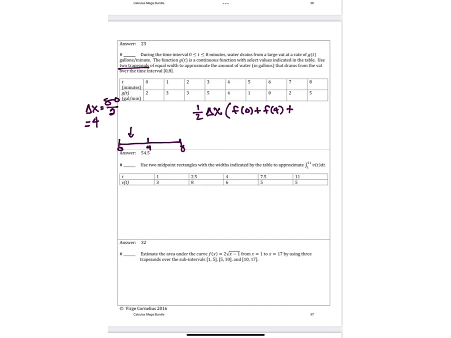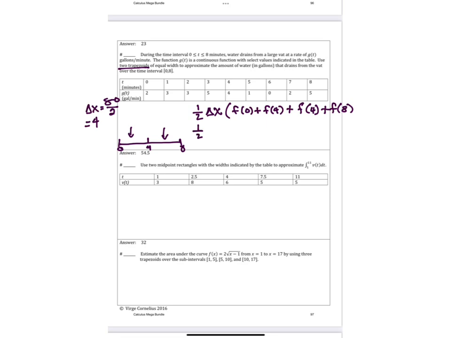Plus what? So we still have the half delta x. I factored that out into the front. But what are the two sides of this second rectangle? f of 4 and f of 8. Good. So you see that 4 feels like it's repeating. Well, it's because it's the right side of the first rectangle, but it is the left side of the second rectangle. So when you're averaging those sides, that's going to count twice. Any questions on that? Okay.